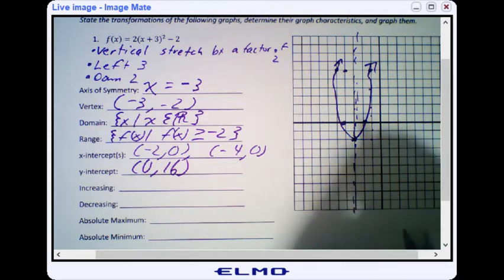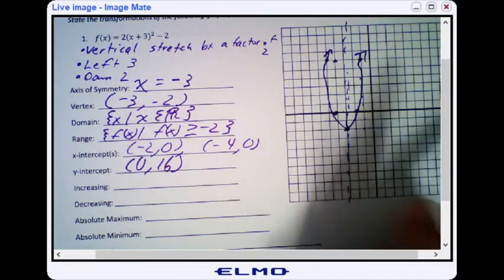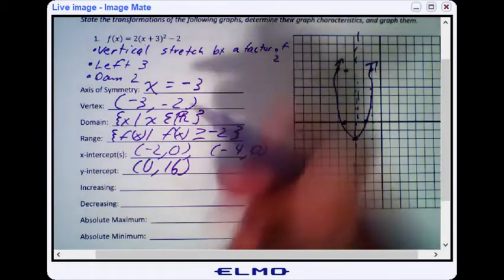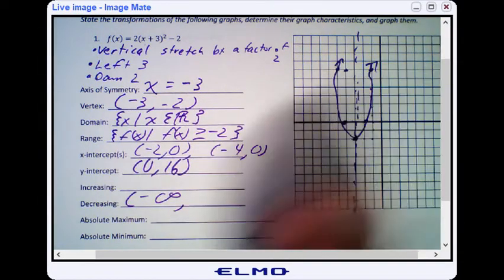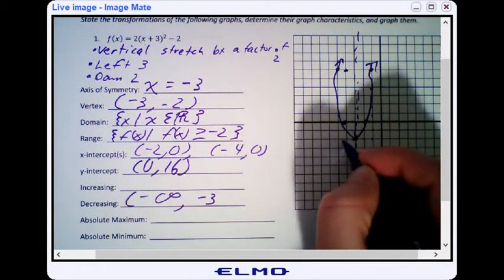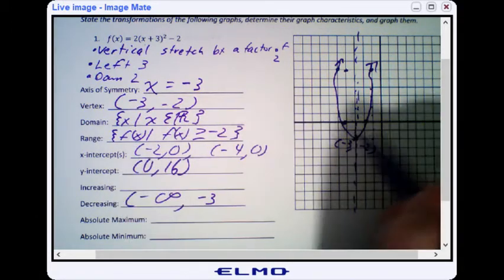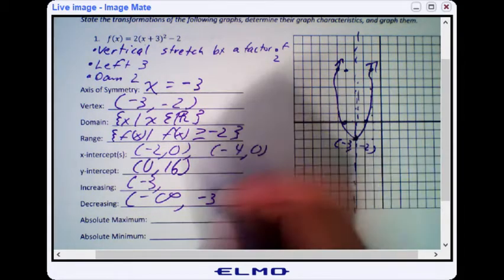For my intervals of increasing and decreasing, we read the graph left to right. So if I start on the left side and I follow my graph, I'm decreasing. I start somewhere on the left, so my x value is -infinity, and I'm going until -3. Remember, we are taking our x values. Then I'm going to start increasing at -3, and I'm always increasing as I go right. So that's going to be to infinity.